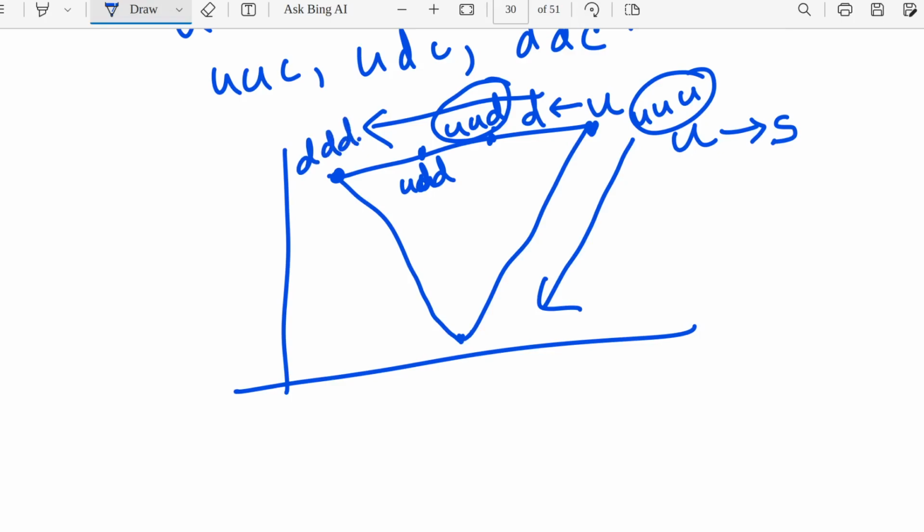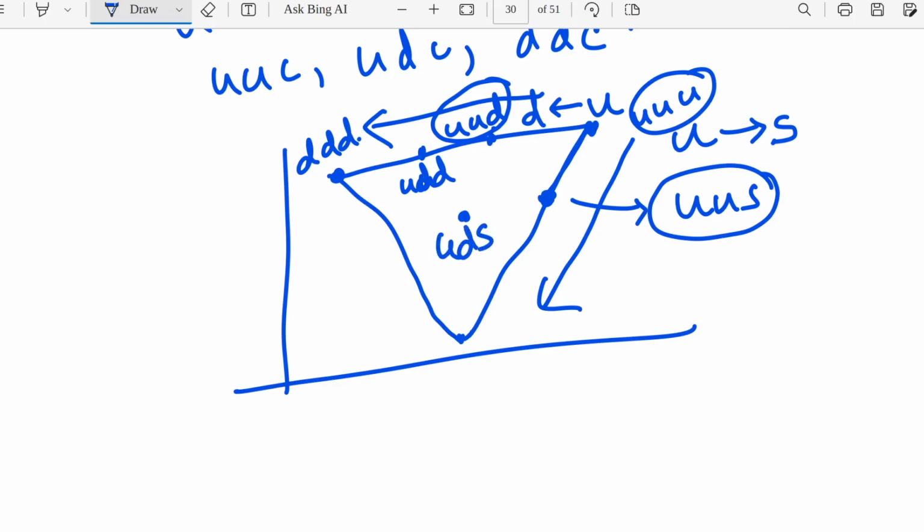Fine. Now coming to this point. What will be the quark content of this point? I told you that one U will be replaced by S. That means UUS. Now coming to this one. What will be this one? As I told, when we are going from right to left, one U will be replaced by D. That means it will be UDS. What will be this one? This will be DDS, because this U can be converted to D.